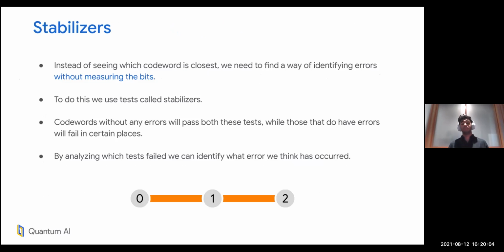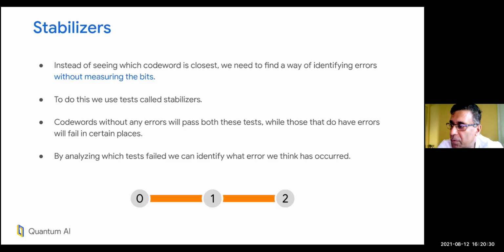However, there are some problems when you bring it to the quantum case. The big difference is that you can't measure quantum states. You've probably heard this in the past. If you measure a quantum state, you damage it, you collapse it. So what this means is that we need to find a way of identifying the errors without ever measuring the qubits that we're storing our information on directly.